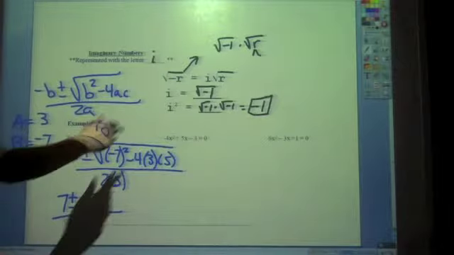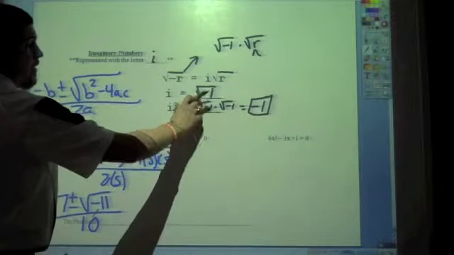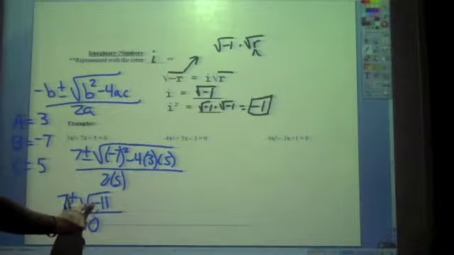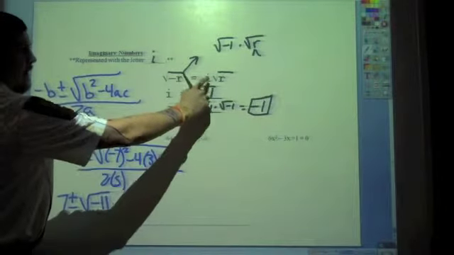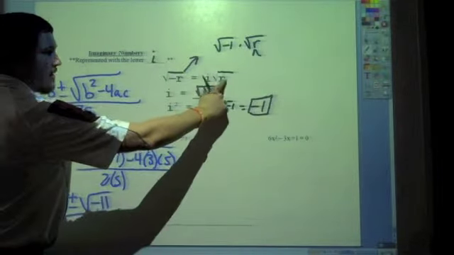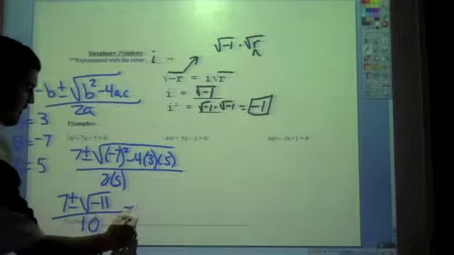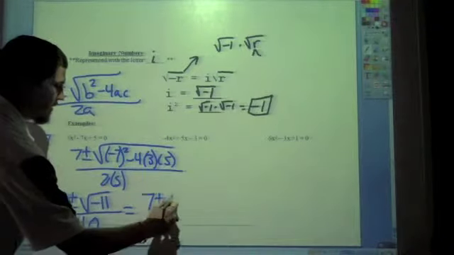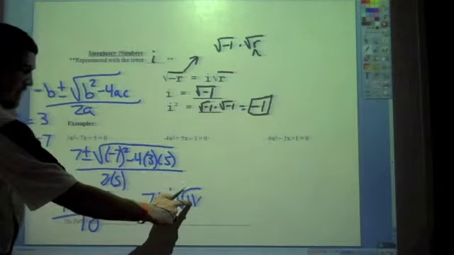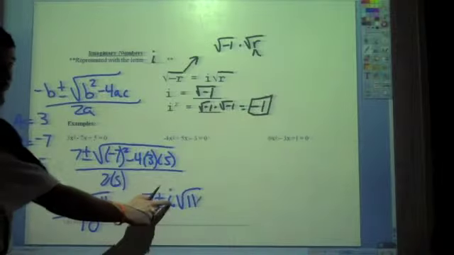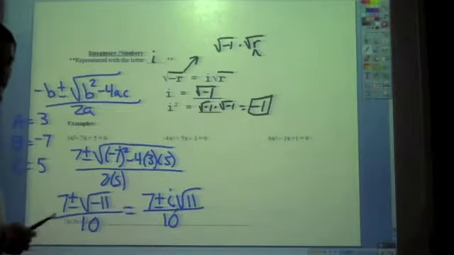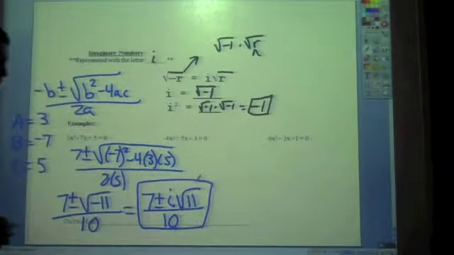So what we do is we use this information we learned here about i representing the square root of negative 1. Since you have a negative number inside the square root, you're going to take an i outside. And when you take i outside, the number inside turns to positive when we remove i. So this is going to equal 7 plus or minus i square root of 11, all over 10. 11 stays positive now, and the negative 1 we move outside and turn into i. I can't do any simplifying here, so this right here becomes my final answer.